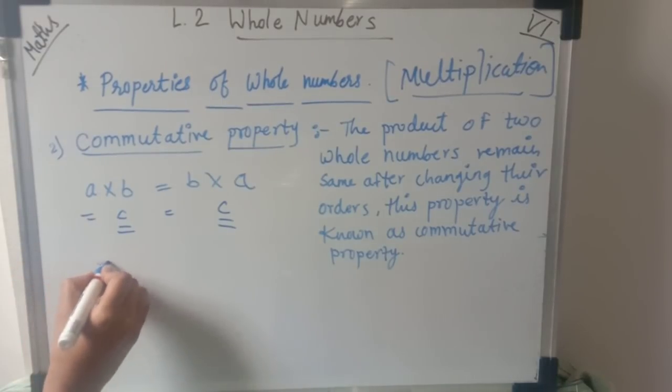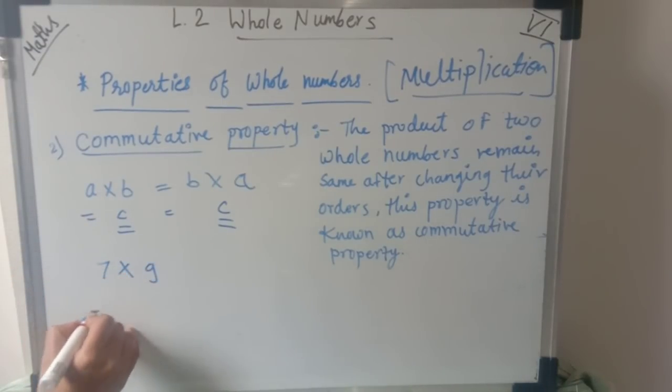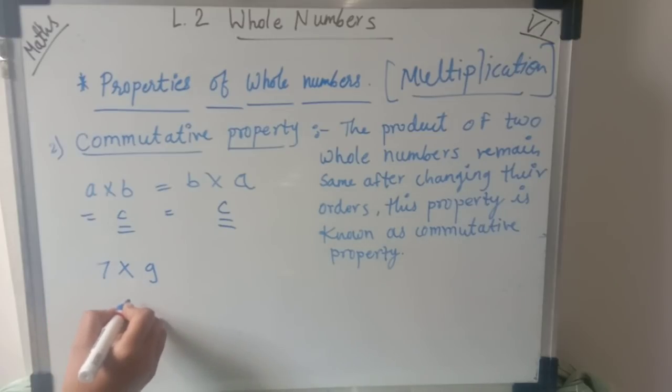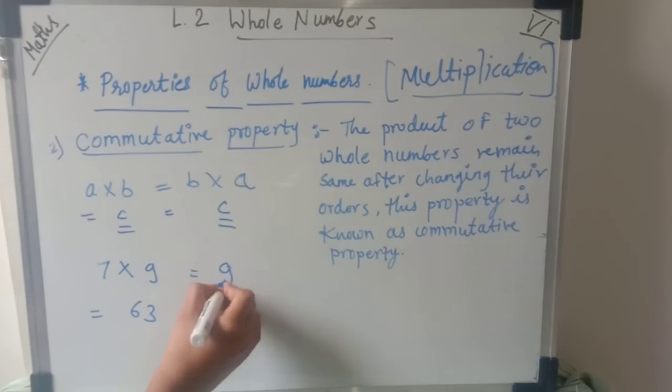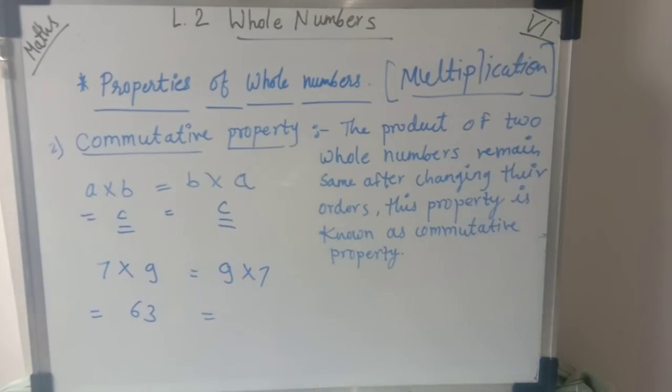If I take 7 multiplied by 9, 7 nines are 63. If I change their order, now 9 multiplied by 7 is equal to 63. Here we got the same answer after changing their order. So here order does not matter. If we change their order or places, we'll get the same answer.